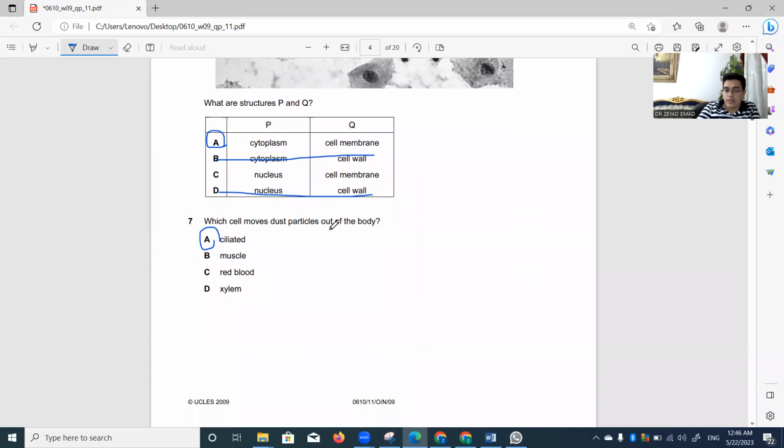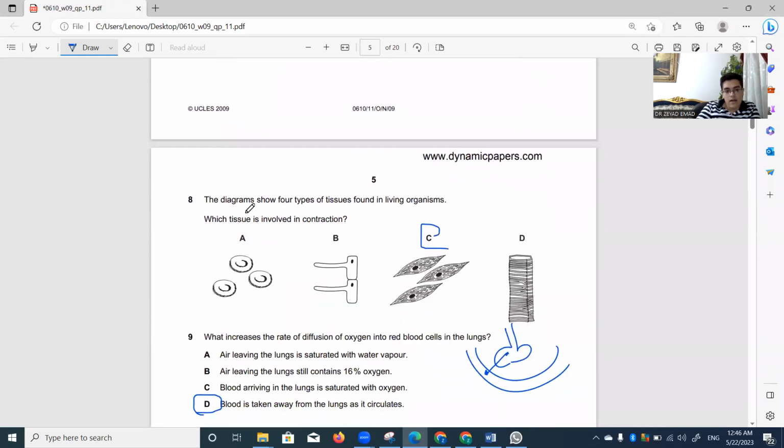Which cell moves dust particles out of the body? It is a function of the cilia. So the answer is A, ciliated cells. Which tissue is involved in contraction? C, as C is the muscle tissue. A is the red blood cells, B root hair cell, and D xylem.